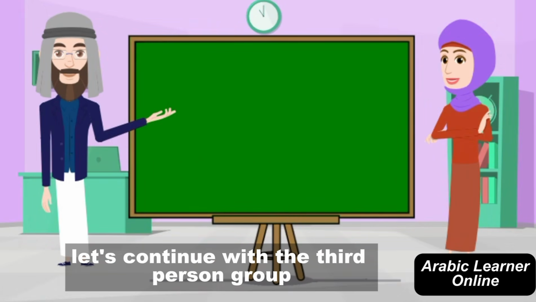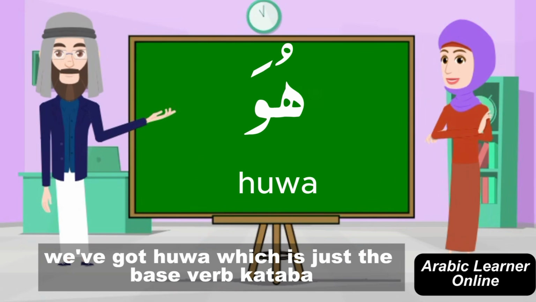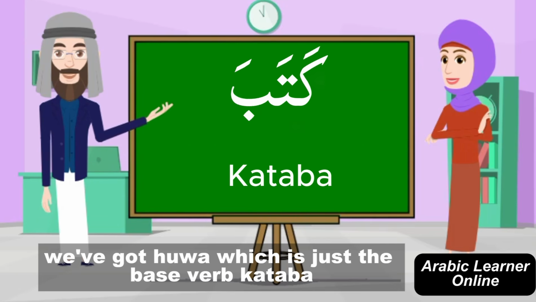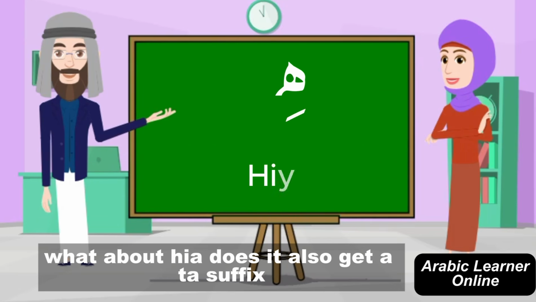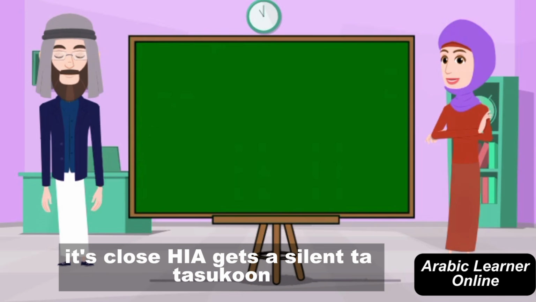Let's continue with the third person group. We've got huwa, which is just the base verb kataba. What about hiya? Does it also get a ta suffix? I think so. Maybe katabat? It's close. Hiya gets a silent t, ta with sukun.